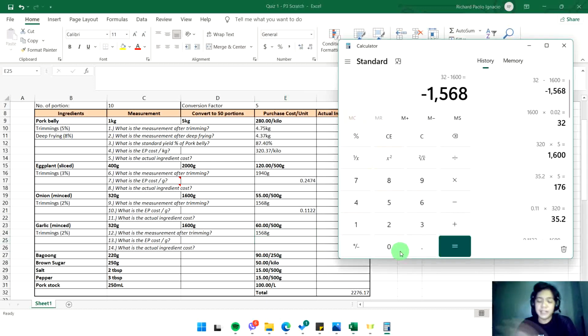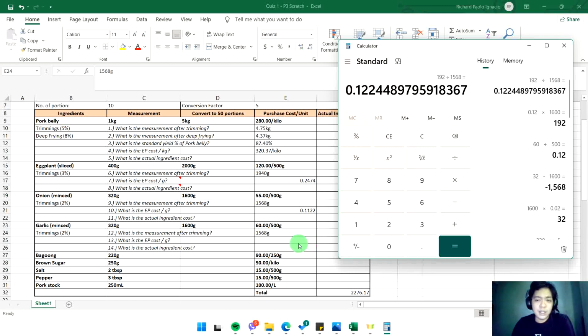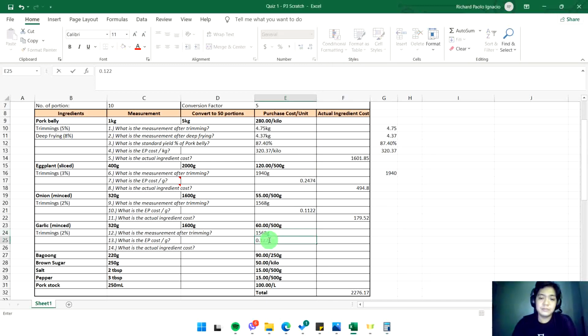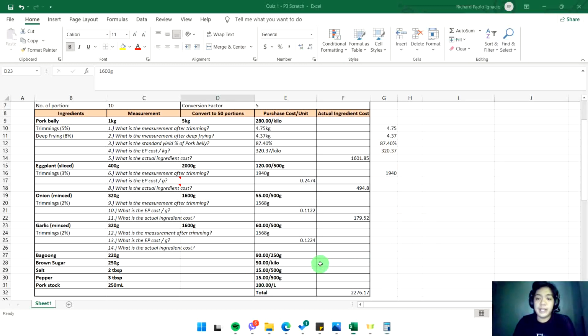Next is the EP cost per gram. First step is the usual way. We have 60 divided by 500 and then multiplied by 1,600. Ito yung as purchased cost or yung presyo ng binili natin na ingredient, no? 192 divided by EP weight or yung edible portion weight natin, which is 1,568. We will have 0.1224, rounded off into 4 decimal places. Ito yung i-multiply natin doon sa ating as purchase weight or yung binili natin, which is 1,600 grams. We will have 195.84.